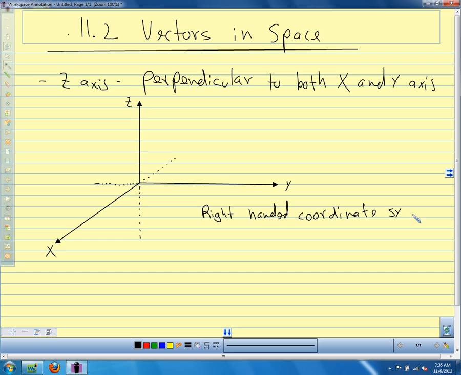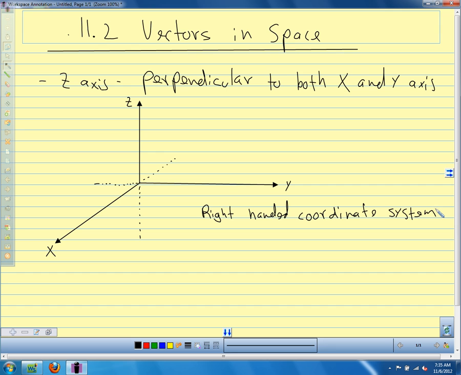It's something like this, right? If you put your fingers in the direction of the x-axis and curl your fingers into the direction of the y-axis, your right thumb points along the positive z-axis. Or if you think of it as your right hand pointing along the x-axis, your left hand pointing along the y-axis, the z-axis going up through your head. So that's the right-handed coordinate system.